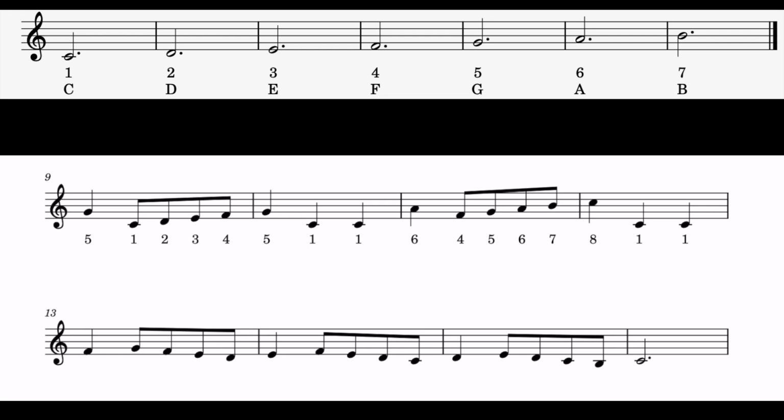And then in the final line, we've got our 4, F, 5, G, 4, F, 3, E, 2, D, 3, E, 4, F, 3, E, 2, D, 1, C, 2, D, 3, E, 2, D, 1, C, our octave down for our 7, our B, and back to C, our 1 to finish the song.